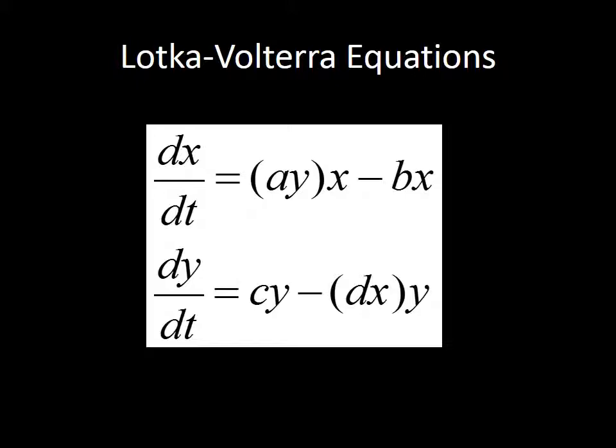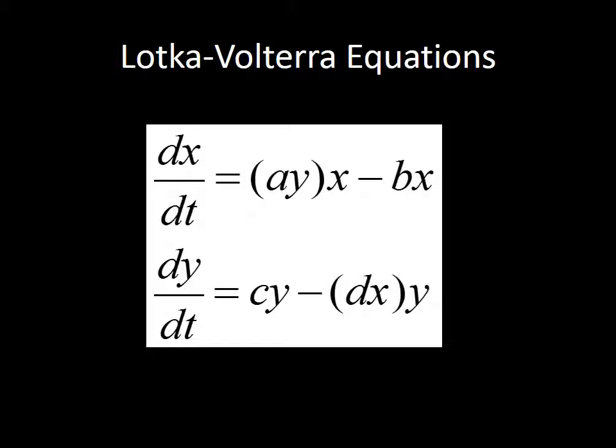Similarly, in the prey equation, the death of the prey is driven by the population of predators. So the more predators there are, the faster the prey will decay. This leads to some interesting dynamics.